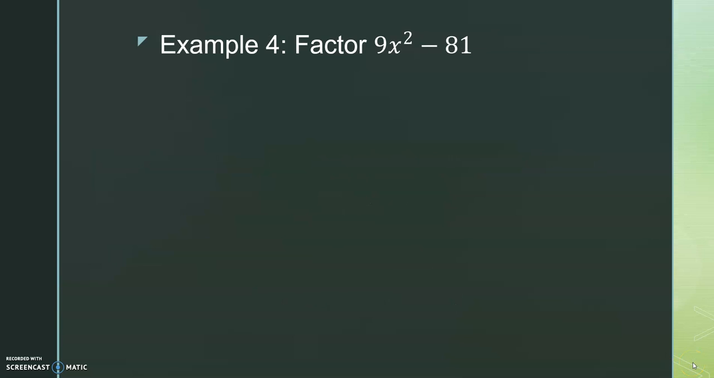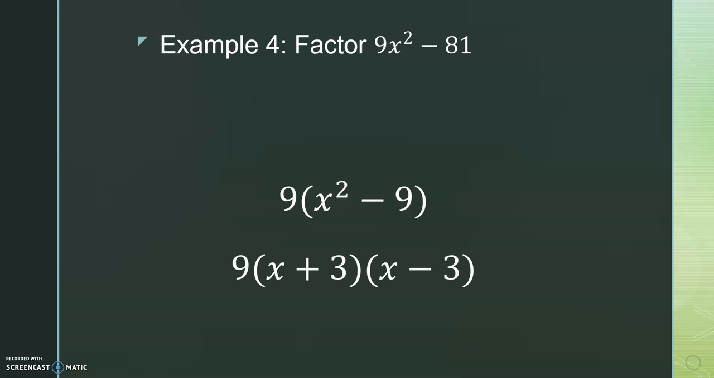Example 4, factor 9x squared minus 81. Factor out the greatest common factor first, which is 9. So 9 times x squared minus 9. X squared minus 9 is one of our special factoring. It factors into x plus 3 and x minus 3. Final factored answer is 9 times x plus 3 times x minus 3.